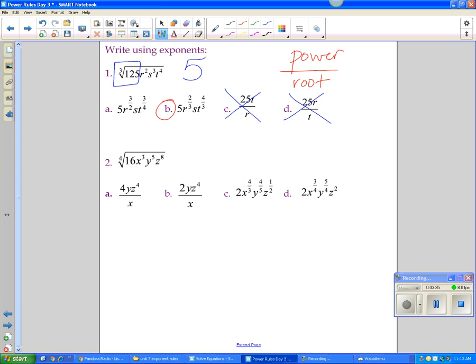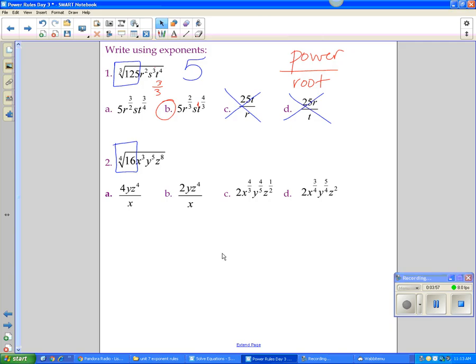Okay? Let's talk about S for a minute. What is the power of S? 3 divided by the root, which is 3. What's 3 divided by 3? 1. That's why S doesn't show anything, and so it would just have a 1. Okay? All right. Number 2, let's box in the 4th root of 16.